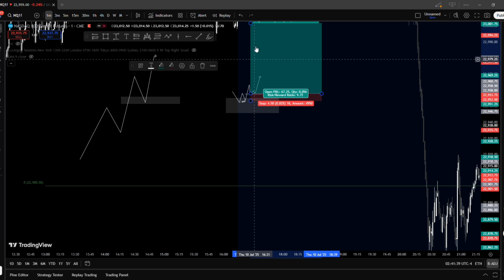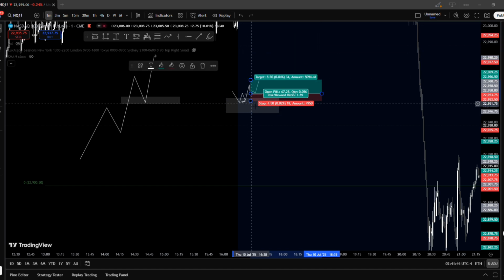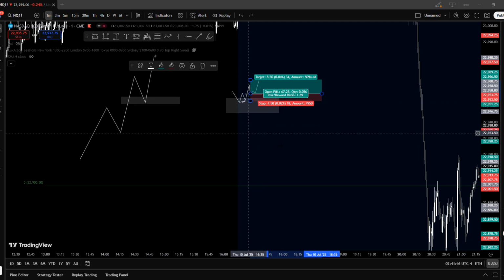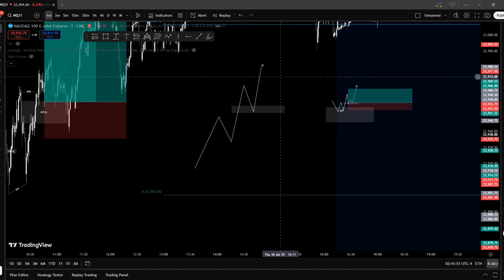From this low, always put your SL at the latest low and TP at 1:2. Always go for 1:2 because it's a good risk reward. I will explain once again.